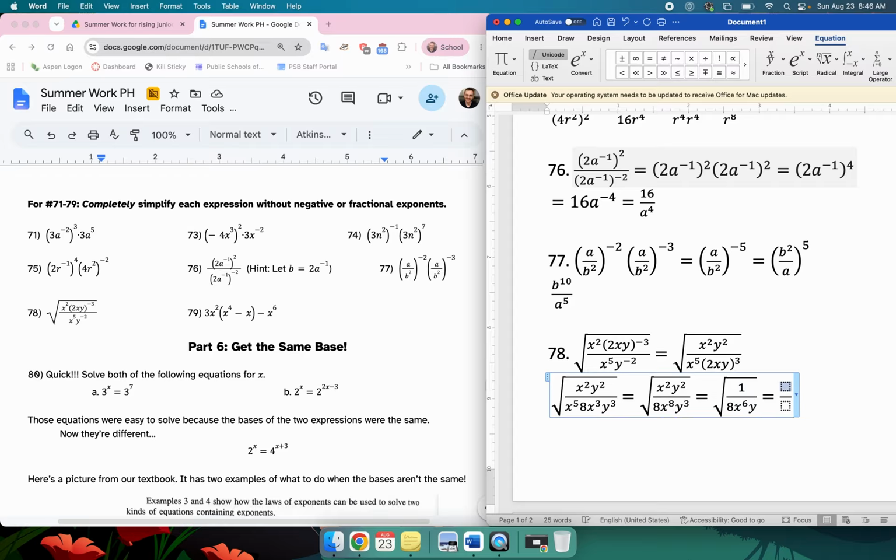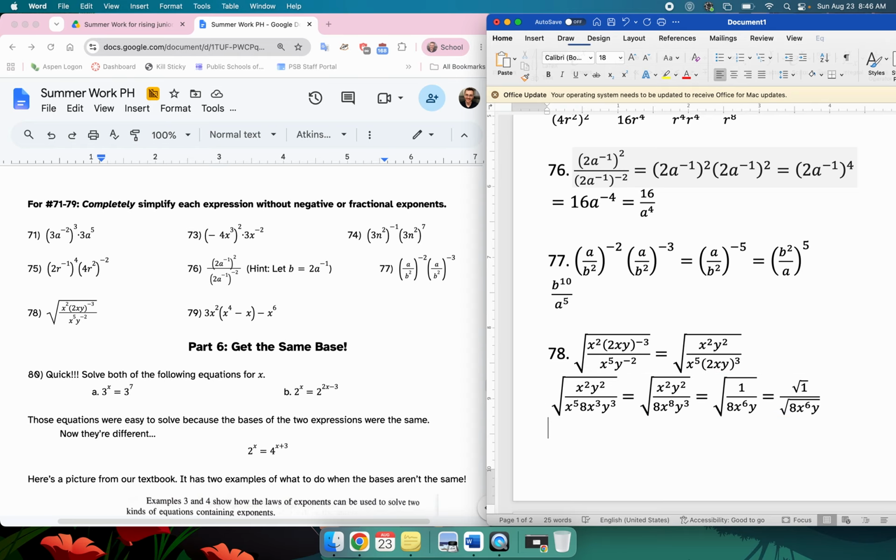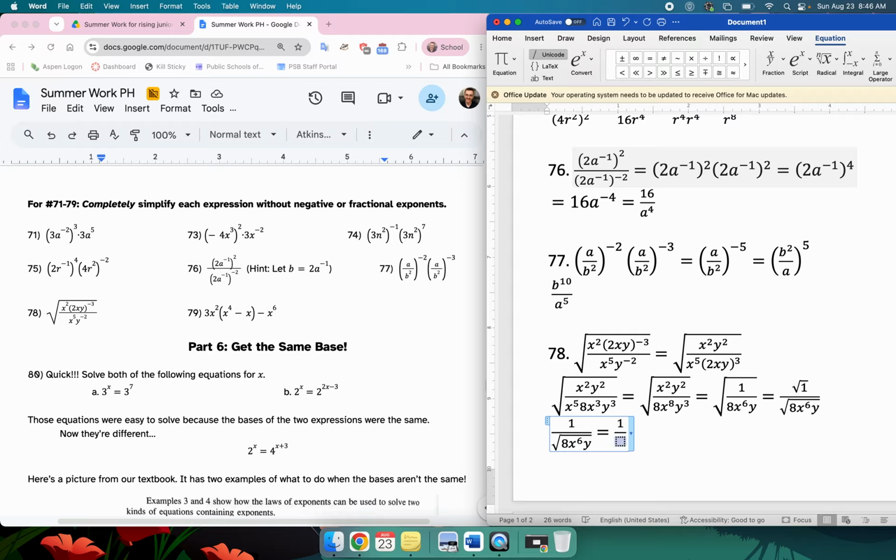Finally, I would deal with the root. Like, you can take the root of the top and the bottom if you want. You could also think of this root as being a power of 1/2 if you wanted. Doesn't matter. Root 1 is just 1. In the denominator, I don't know how they want the answer. I think that's probably fine. They might expect you to simplify that radical, pull out perfect squares. Like, 8 can be written as 4 times 2.